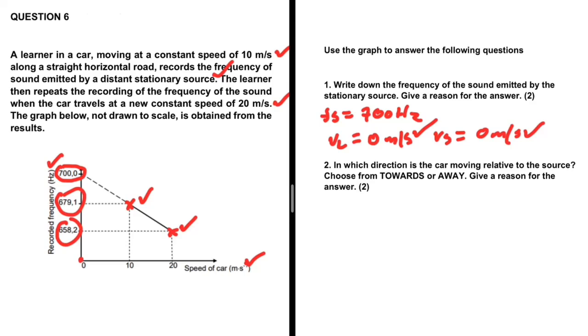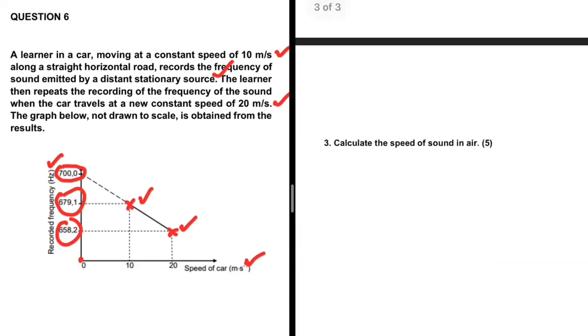So what are we saying? In which direction is the car moving relative to the source? It is moving away. Why do we say that? As the velocity of the listener increases, FL decreases. So the listener has to be moving away from the source if that is the case. As the velocity of the listener increases, FL, the observed frequency, decreases. That is question 2. Let's go ahead and take a look at the third question.